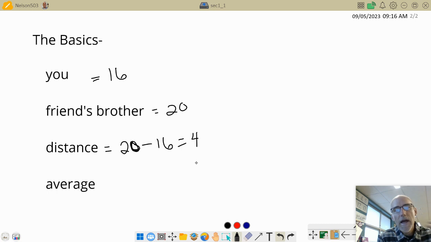Now, let's say you wanted the average of your two ages. I think probably you can see the average is 18, halfway in between those two. So you could take the distance, cut it in half, and then add that to 16, right?